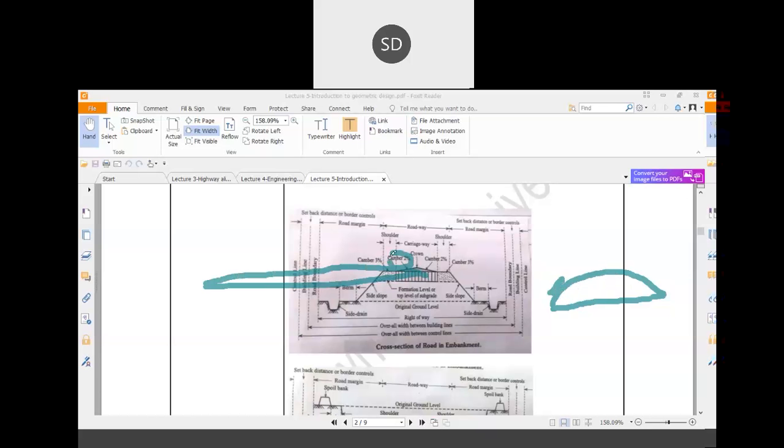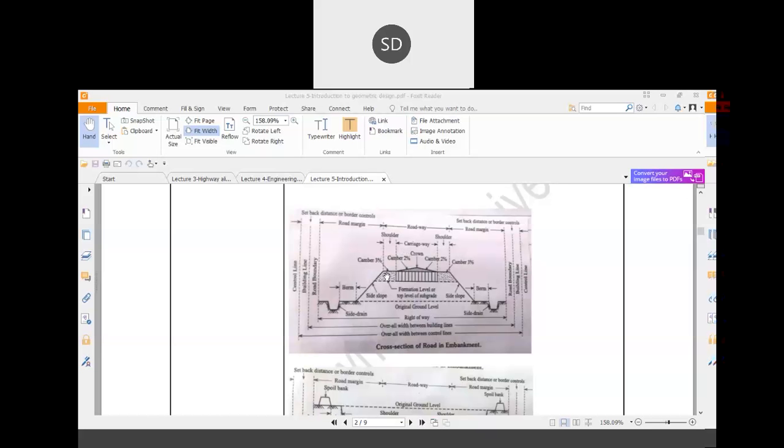See here, generally the maximum limit of the camber is 2% to 4% depending on the different situation. Now in that camber, or cross slope, the topmost or central portion is called the crown. Now, this portion over which your vehicle is moving is called your carriageway. Carriageway means the portion which carries your vehicle.